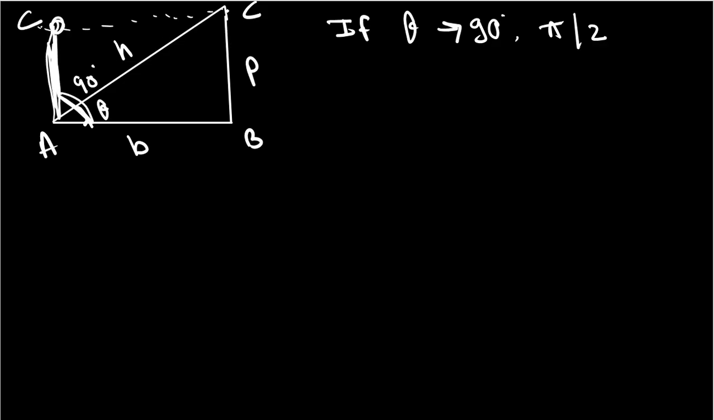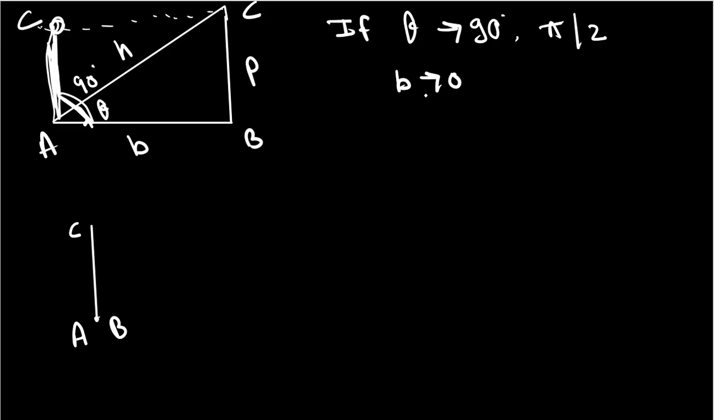So now tell me, when C reaches here, what will be the value of this base? Of course it will become 0. In this case, two lines will overlap each other. This is hypotenuse AC, and since this point reaches here, B will also overlap here. So A and B will overlap. To bring C just above A, B and A will overlap. And when A and B overlap, the length of AB will become 0.